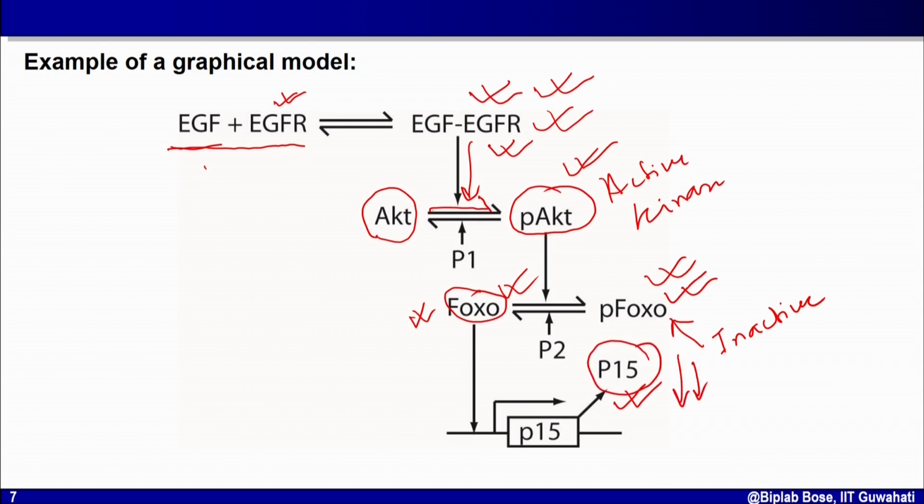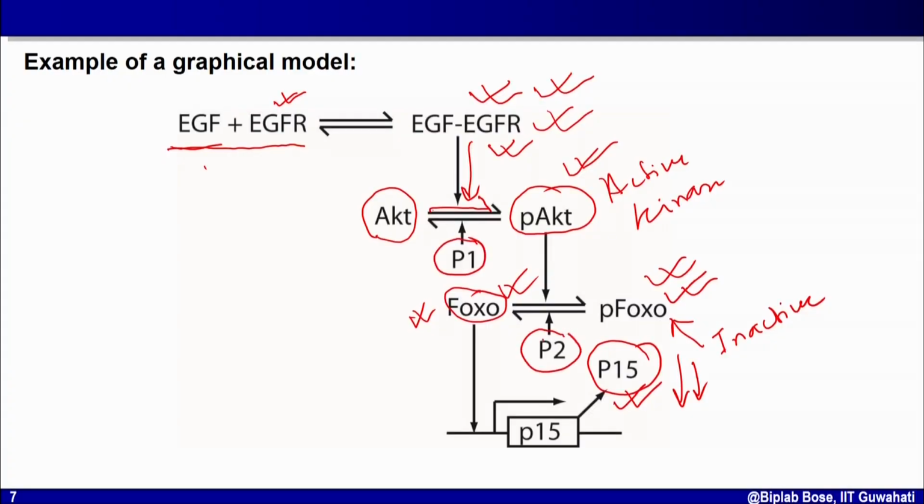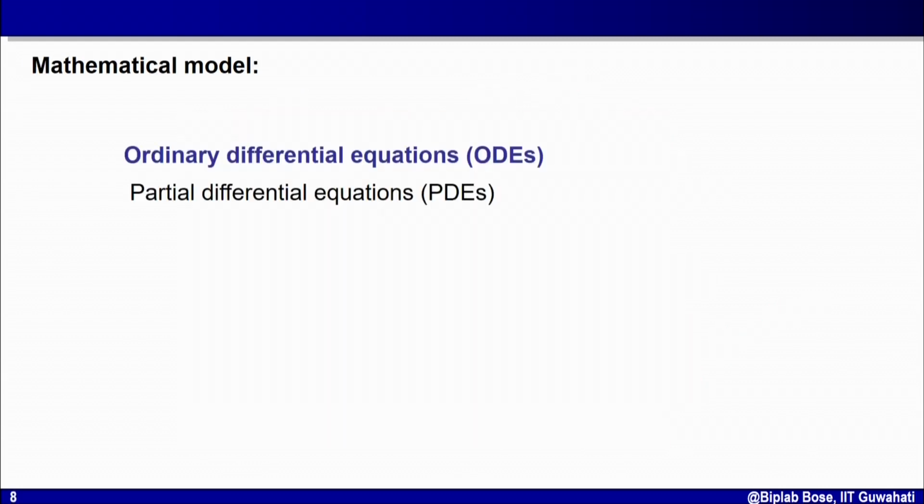So the whole process is represented by arrows and reversible arrows. Now once I have this graphical model, I will try to create mathematical equations to represent each of these processes. Just remember one issue here. This P1 and this P2 are phosphatases. So P1 is controlling dephosphorylation of PAKT to AKT, whereas P2 is another phosphatase and it is controlling dephosphorylation of P-FOXO to FOXO. Once you have this graphical model, we will move into making the mathematical model.